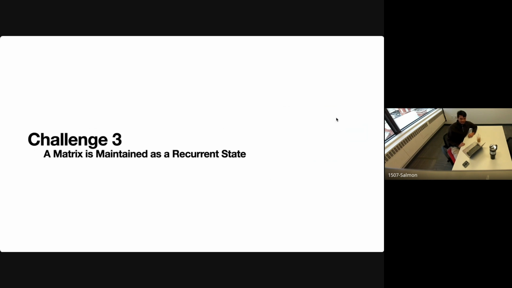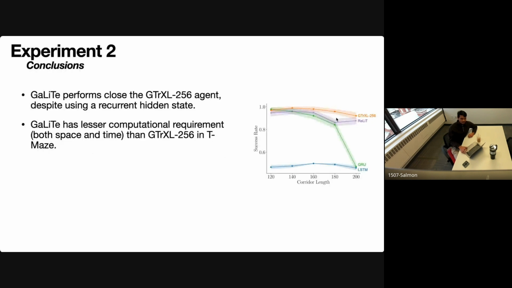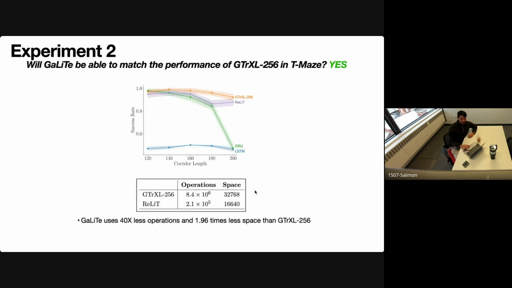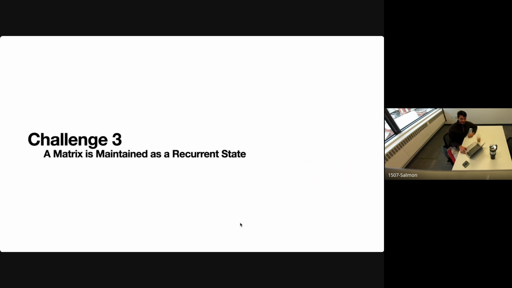So the third challenge is that we maintain a matrix as a recurrent state. If we look at the improvement in terms of space complexity, we only improved it 2 times. Maybe we can improve it further if we do some approximation that does not require storing a matrix as a recurrent hidden state. So we're going to look at that third problem.